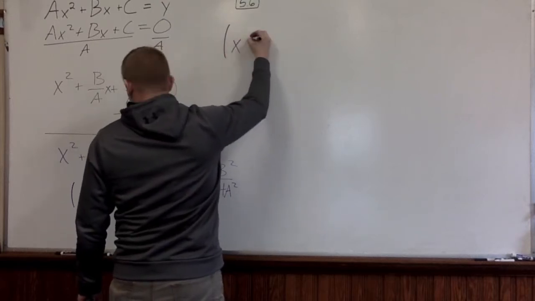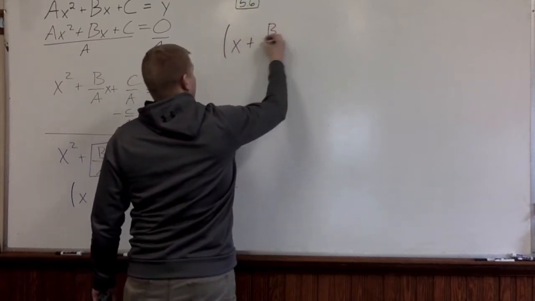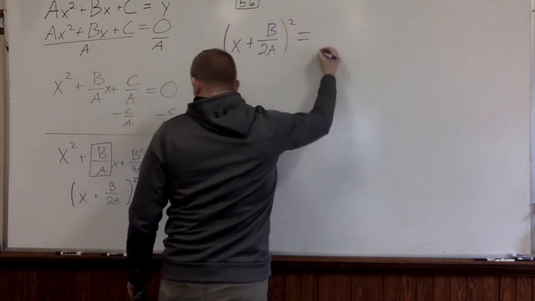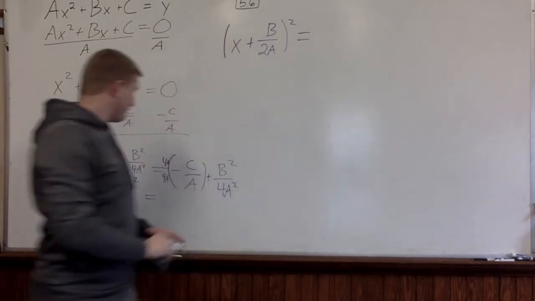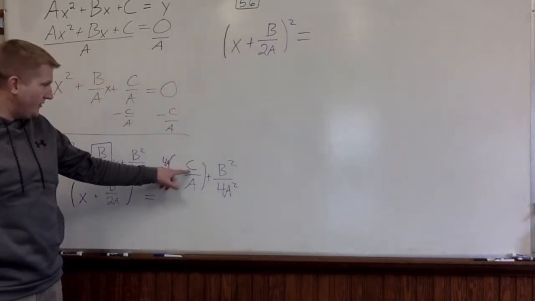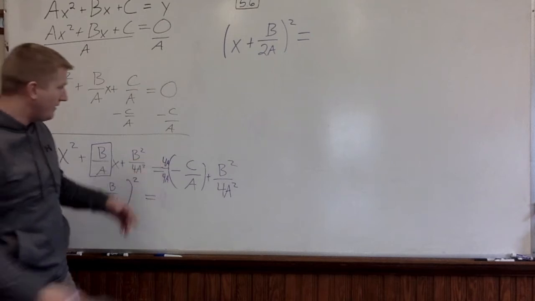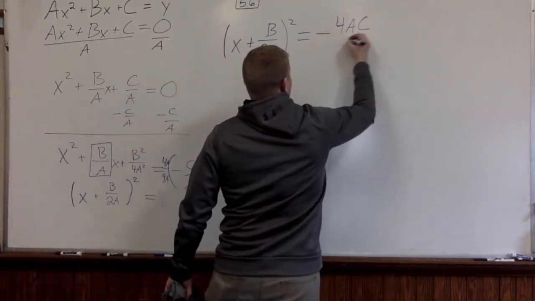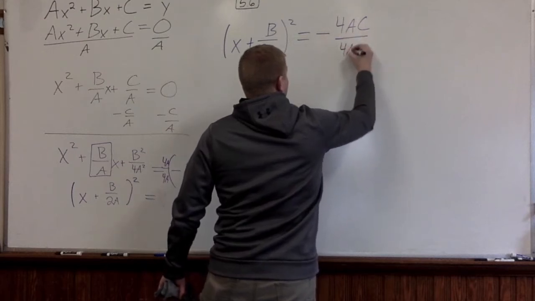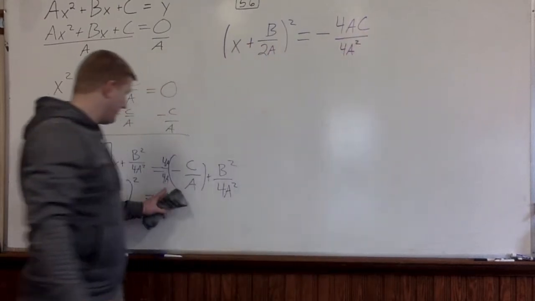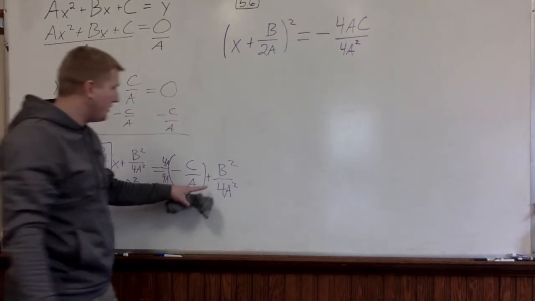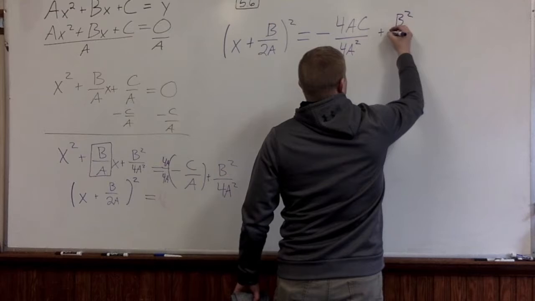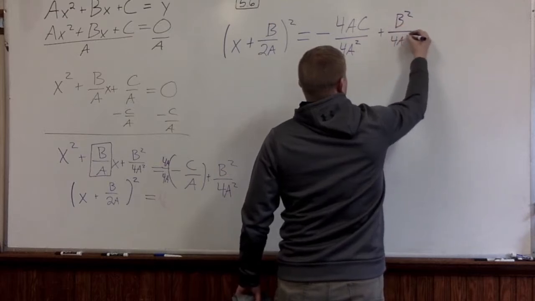So we have x plus b over 2a, quantity squared, is equal to, right? So this is c times 4a. That's going to be negative 4ac all over 4a squared, right? 4a times a is going to be 4a squared, plus b squared over 4a squared.